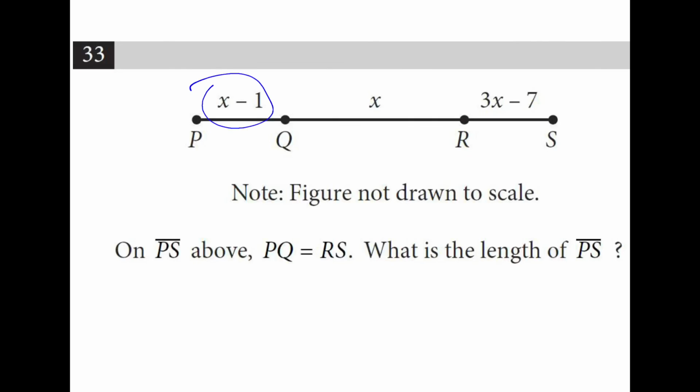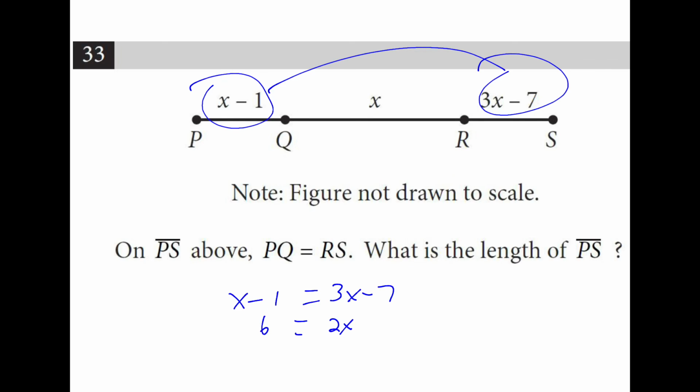If PQ is equal to RS, then I can say that x minus 1 is equal to 3x minus 7. If I move the x's to the right and the numbers to the left, and I solve, I find that x is 3. So 3 minus 1, that's 2. And 3 times 3, 9 minus 7, that's 2. So 2 plus 3 plus 2, the answer is 7.